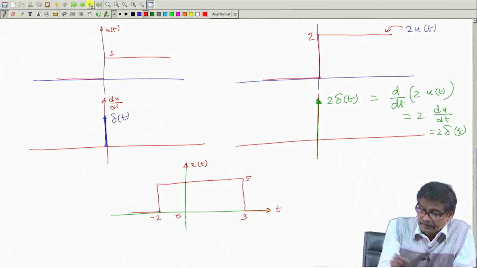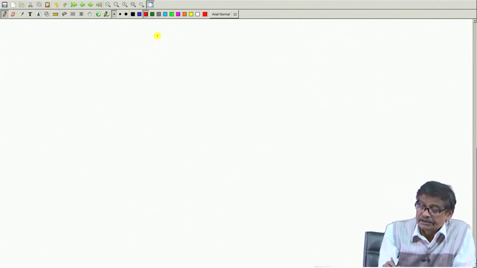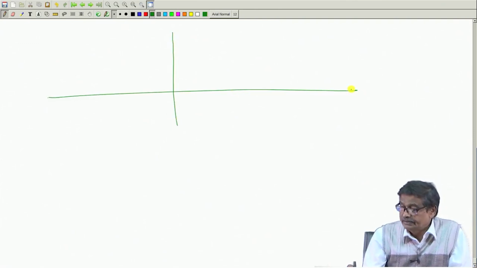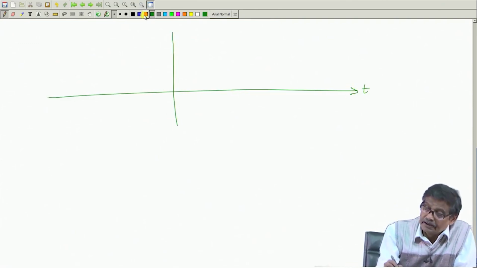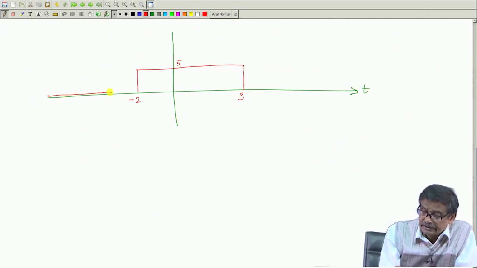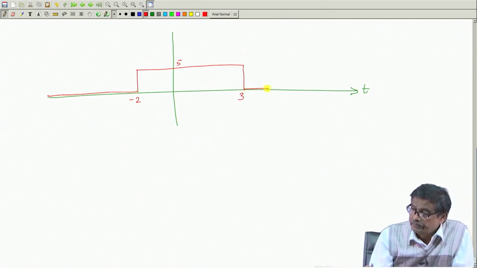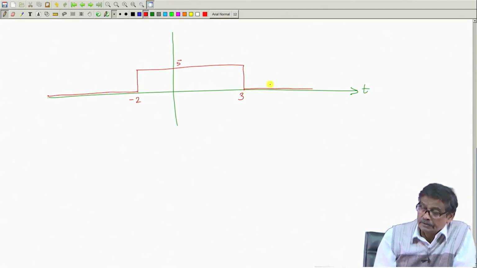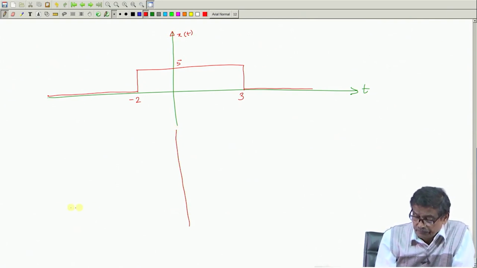I will better draw it once again here. So, this is my time axis. Here is a pulse. This is suppose minus 2, this is suppose plus 3 in time, and this strength is 5. For t less than minus 2 it is 0, for t greater than plus 3 it is 0. This is your x(t). There is no impulse, mind you, in x(t).